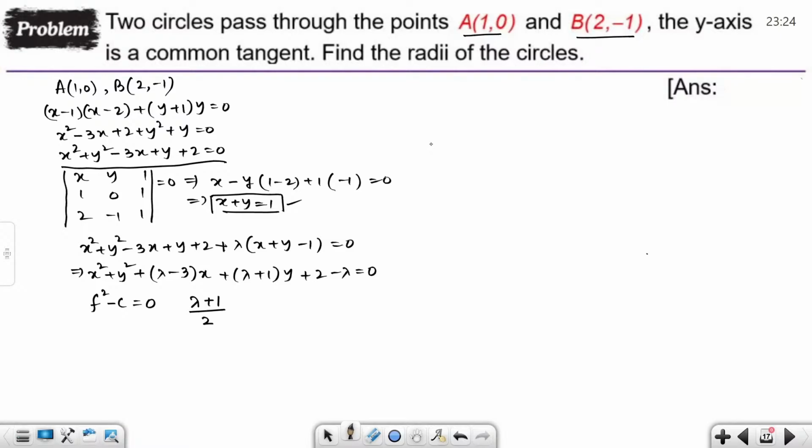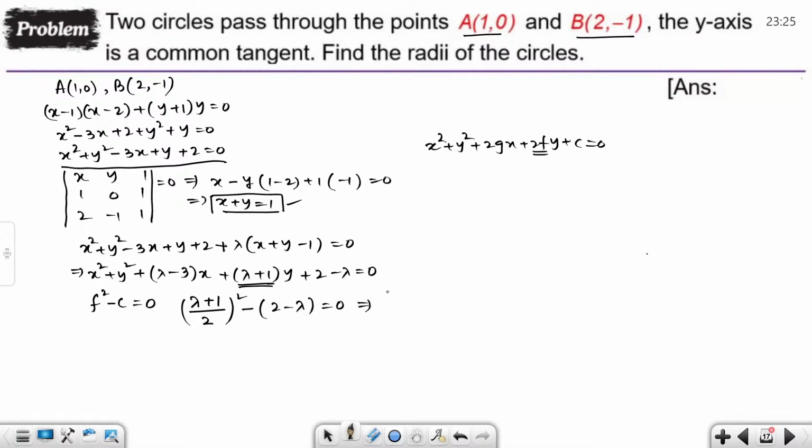Can you remember the standard general equation? What was the general equation? This was the general equation, right? So if I compare with this general equation, we are getting 2f is lambda plus 1. From there, f is nothing but lambda plus 1 by 2. This whole square minus c, and c here is 2 minus lambda, which equals 0.